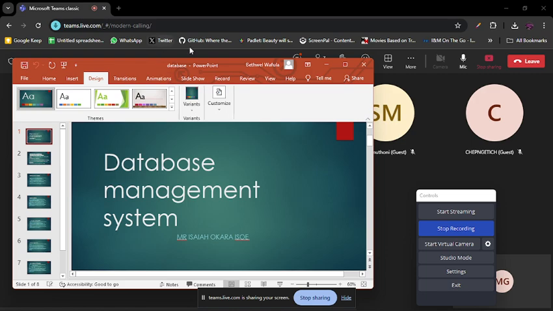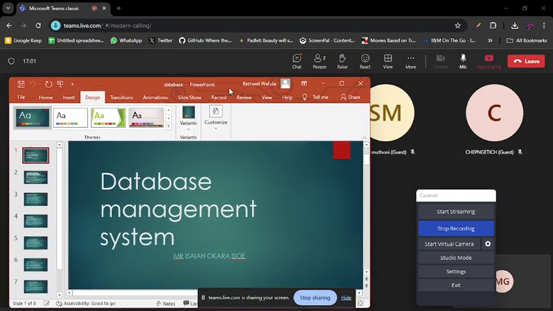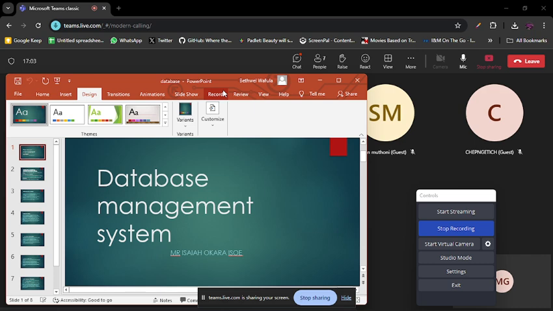So today we are going to learn database management system, and at the end of the lesson, I'm expecting us to be able to understand what a database management system is, its components, and the database design models.